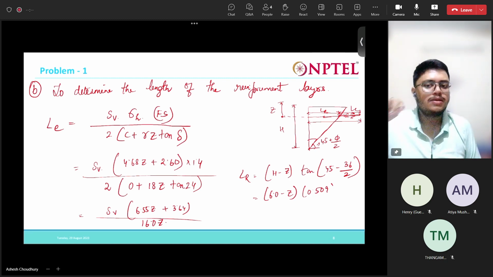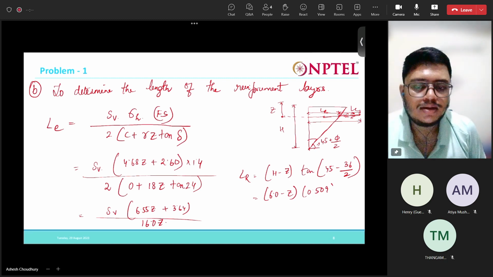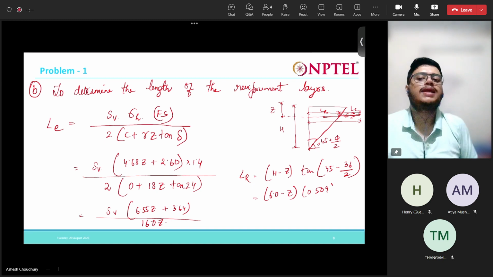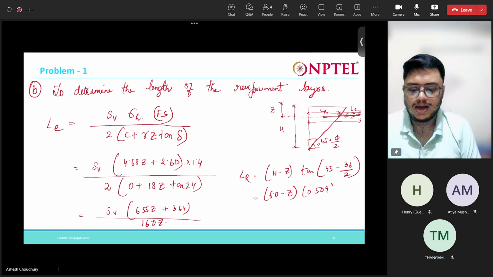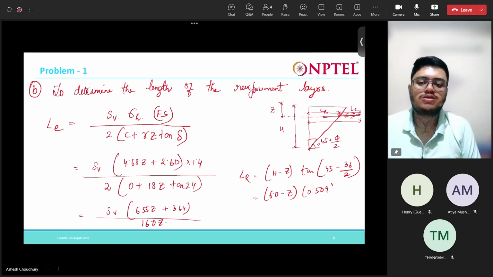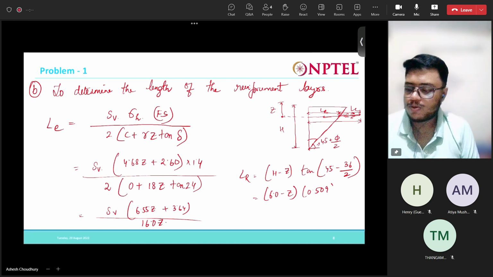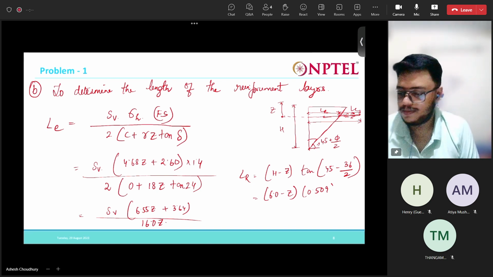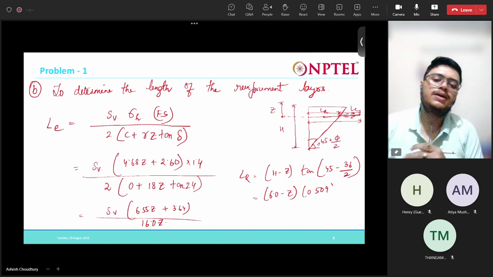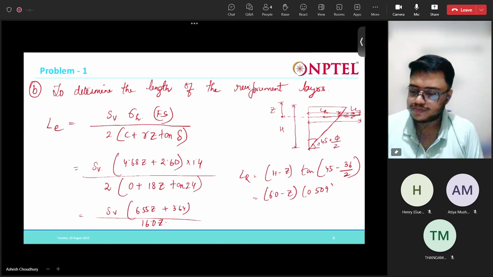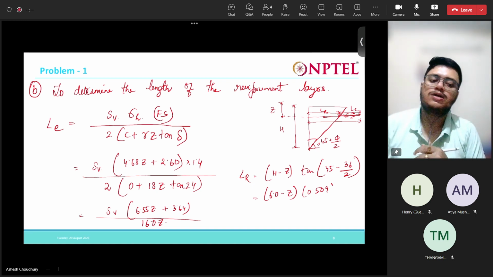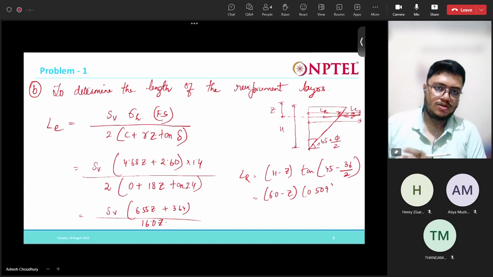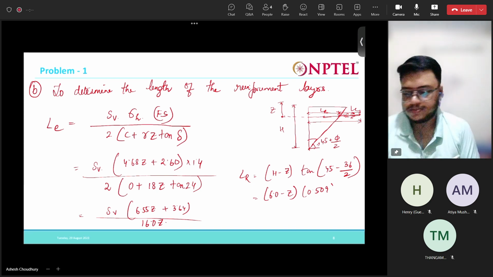So we got LE, we got LR, right? If we add these two, we will get the length of the reinforcement. You can see this embedment length is varying with depth Z and also with spacing. So now what we have to do, we need to make a table to determine the length of each reinforcement.